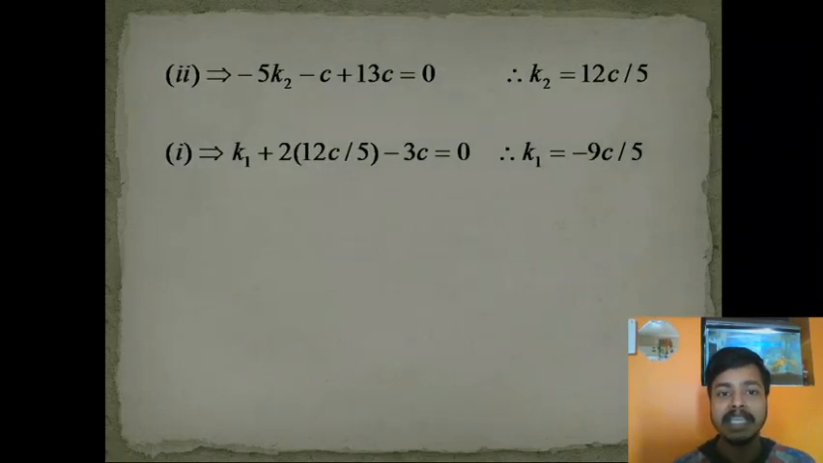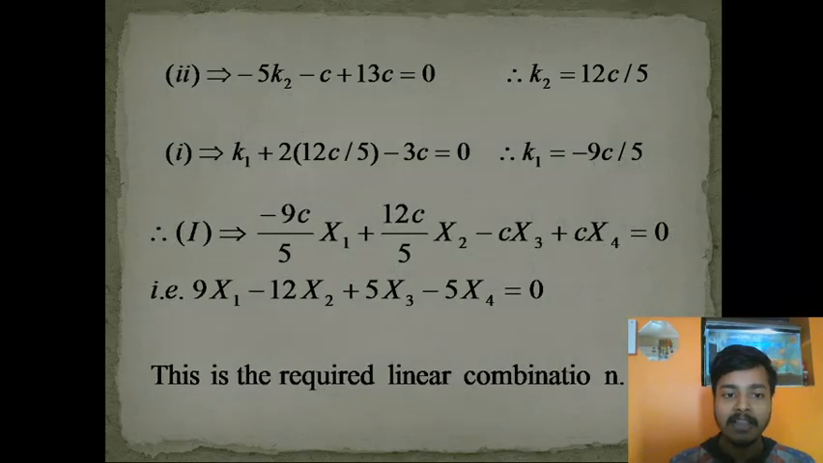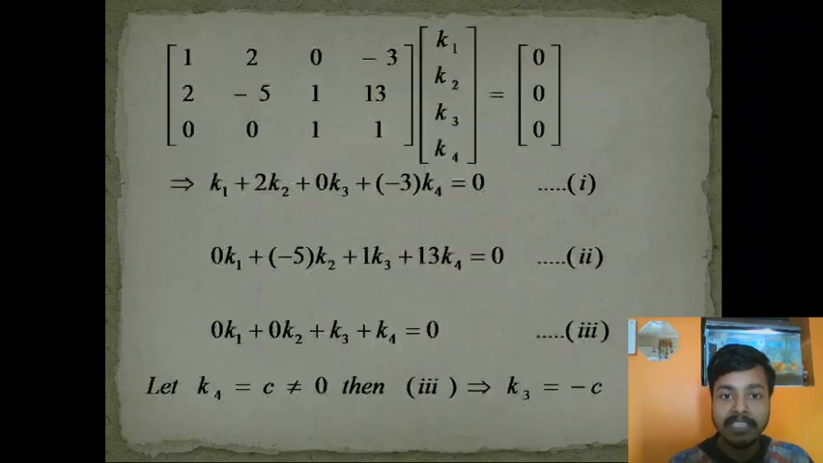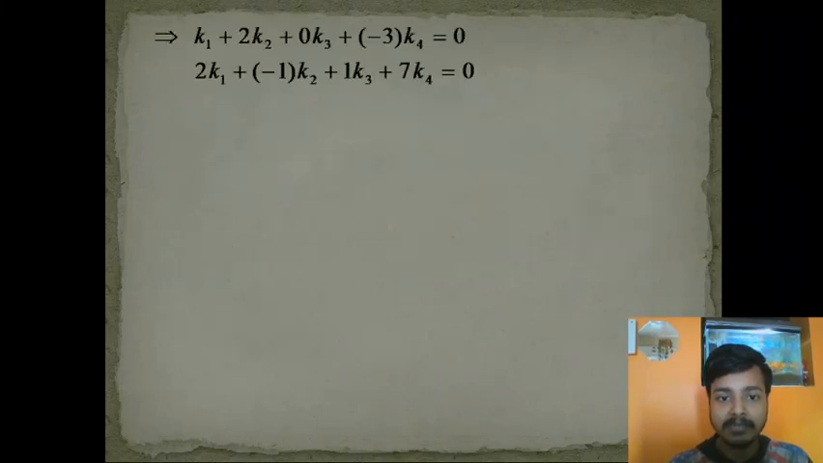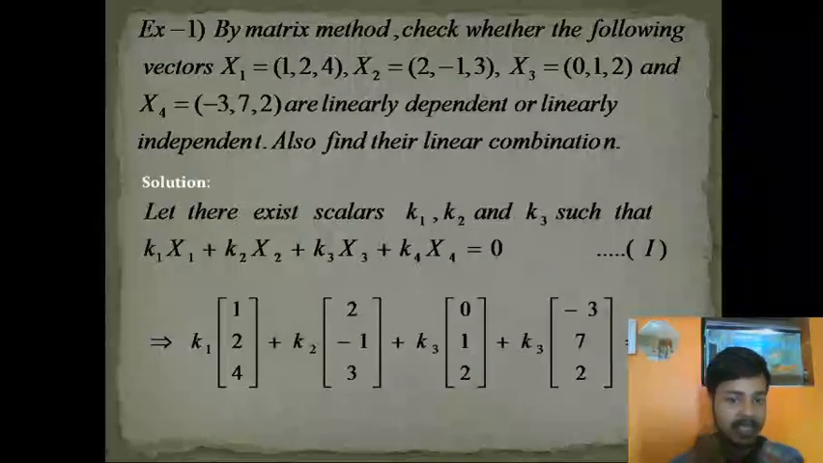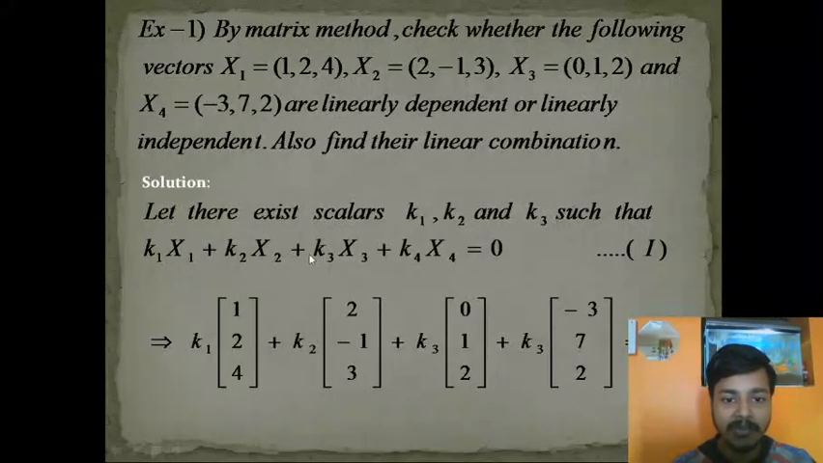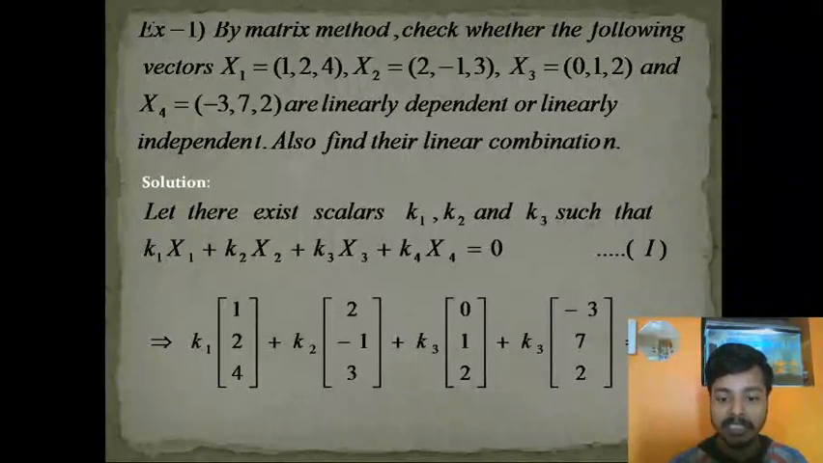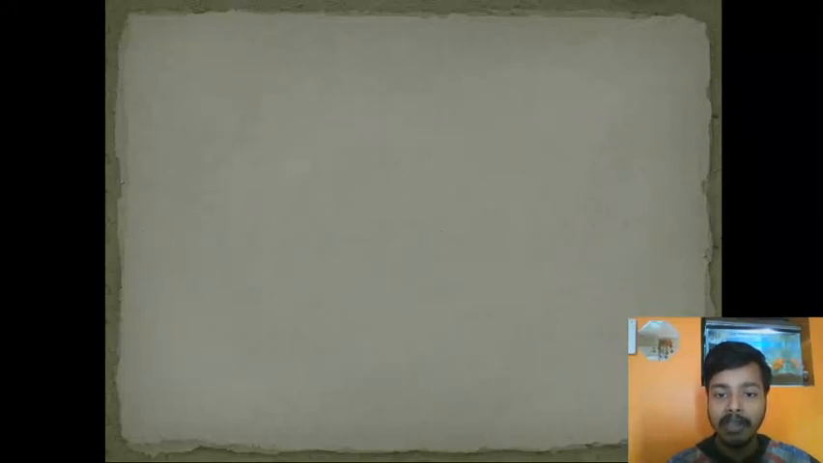So equation 2 implies k2 is 12c by 5, and k1 is minus 9c by 5. Now after getting these values of k1, k2 and k3, you need to put them in equation number 1, the equation we had at the very starting. So we got the values of k1, k2, k3, k4, and we have already seen the vectors are linearly dependent. How is it linearly dependent? We have the justification that the rank of matrix A and the rank of matrix C are the same but less than the number of unknowns. So we have to put these values of k1, k2, k3, k4 in equation 1.